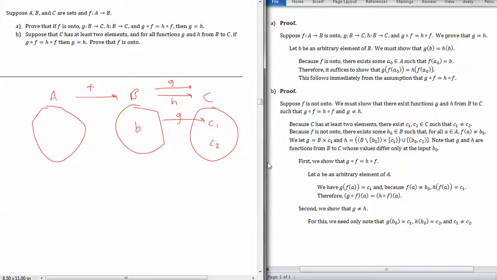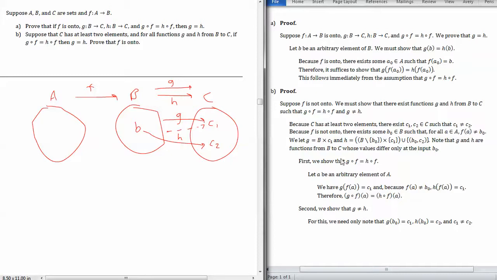And h is going to be almost the same thing. It's going to map everything except for b to C1, and it's going to map b itself to C2. So b is mapping to C2, and everything else, I'll draw a dotted line for everything else, is mapping to C1. That's what h does. And what am I trying to conclude? Well, g not equal to h. You believe me there, right? Because they take different values on b. g maps b to C1, whereas h maps b to C2. So these functions are not equal.